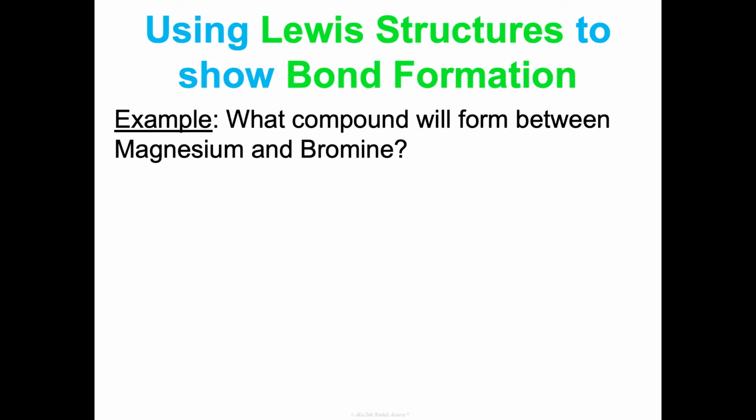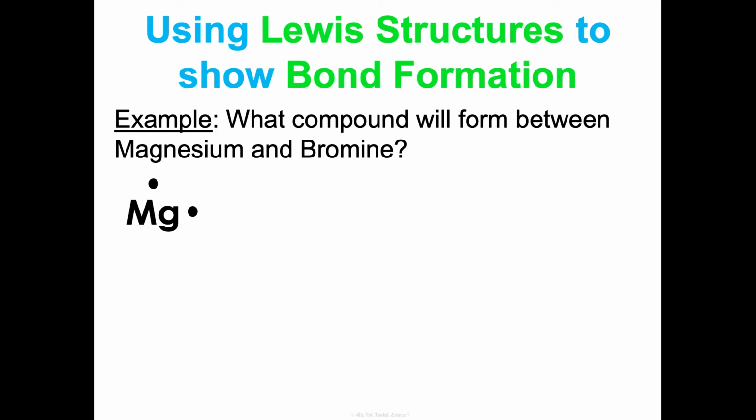Okay, so let's do 2 examples together. What compound would form between magnesium and bromine? What would we expect to form? Well, let's go through our rules. First, we're going to draw the Lewis structures for the individual elements.